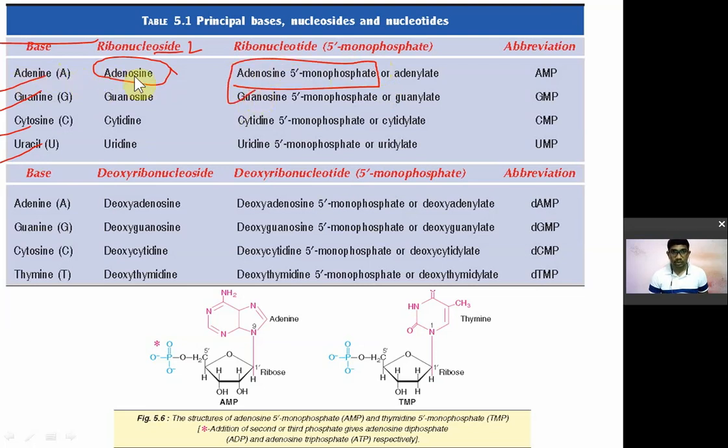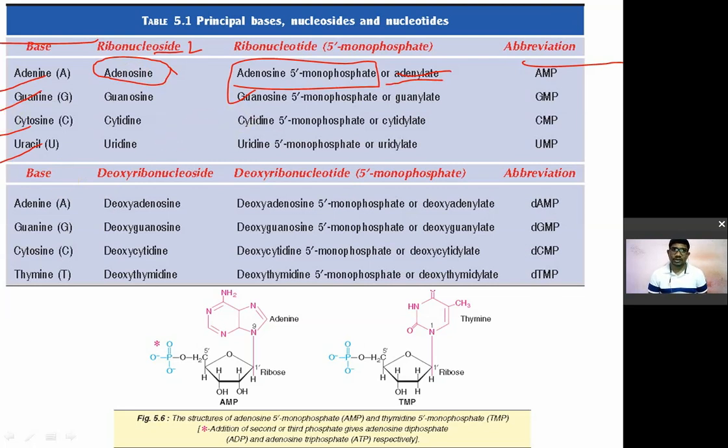What will be the nucleoside of adenine? Adenosine. The nucleoside of adenine is adenosine. Adenosine 5 dash monophosphate, also known as adenylate, is the nucleotide of adenine. It is generally abbreviated as AMP, adenosine monophosphate. That is adenosine 5 dash monophosphate or adenylate. Are you getting it? Second one is guanine.